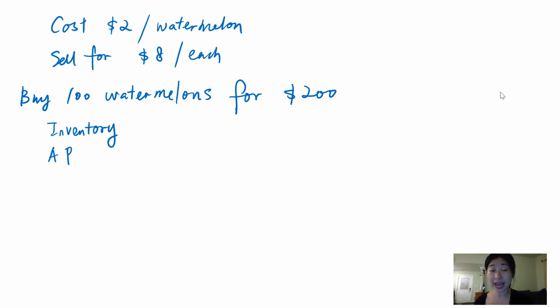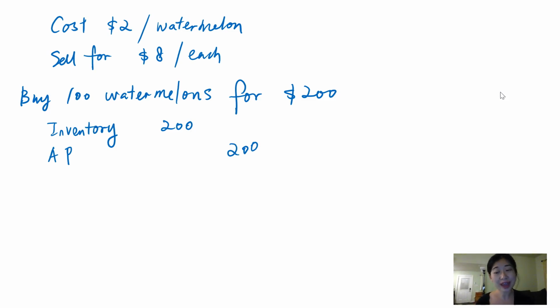So inventory is an asset, it increases because we bought watermelons, we have more. So inventory is a debit of 200. Accounts payable as a liability also increased because now we owe more. It would increase on the credit side, so we would write $200 on the credit side for accounts payable.